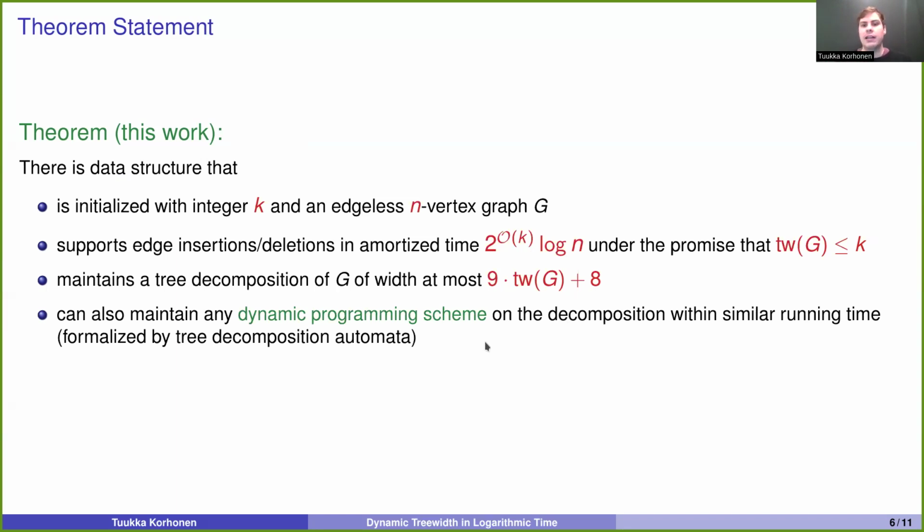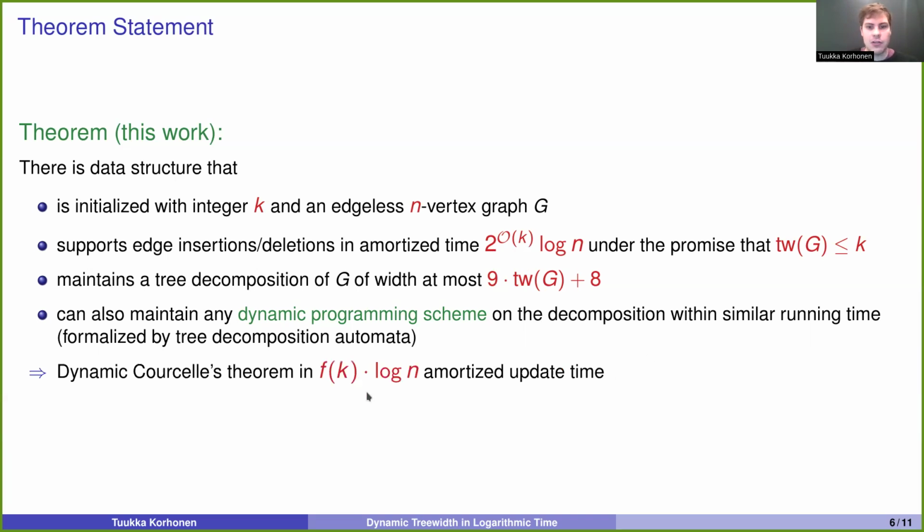And basically you get this kind of overhead. So this is formalized by something called a tree decomposition automaton. You can think of dynamic programming formalized by some automaton, and you can plug in this automaton to the data structure, and it maintains this automaton on the decomposition with something like this many transitions needing to be computed per update. Yeah. And so we get dynamic Courcelle's theorem.